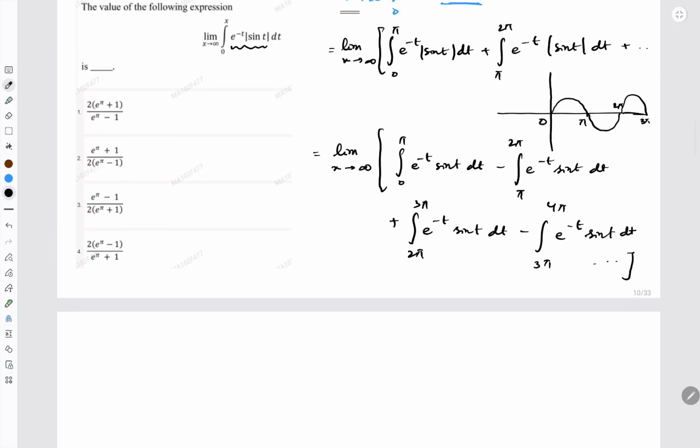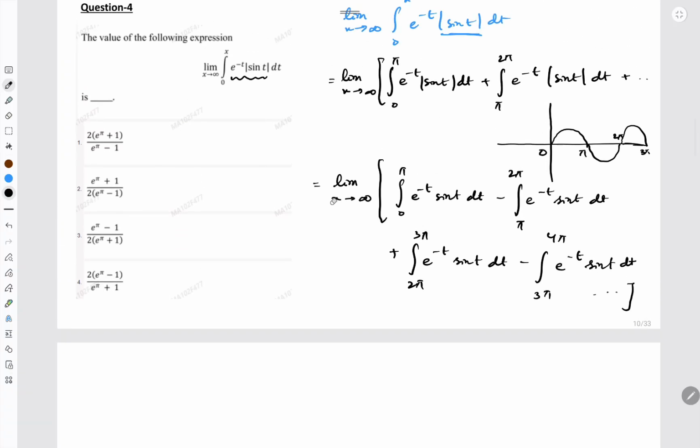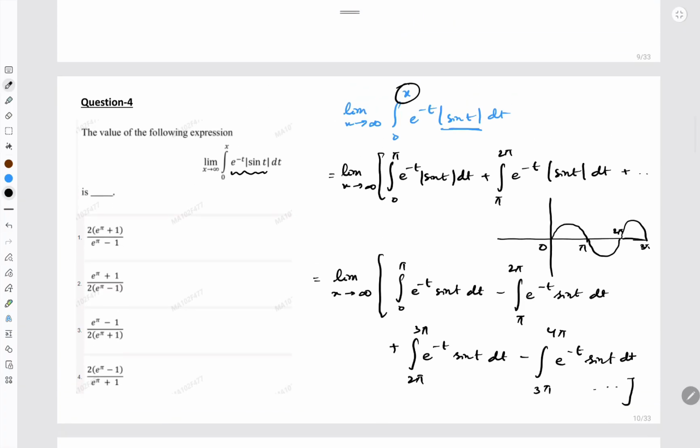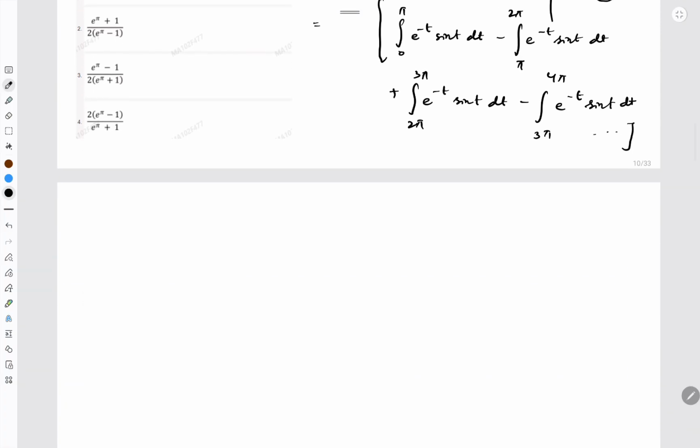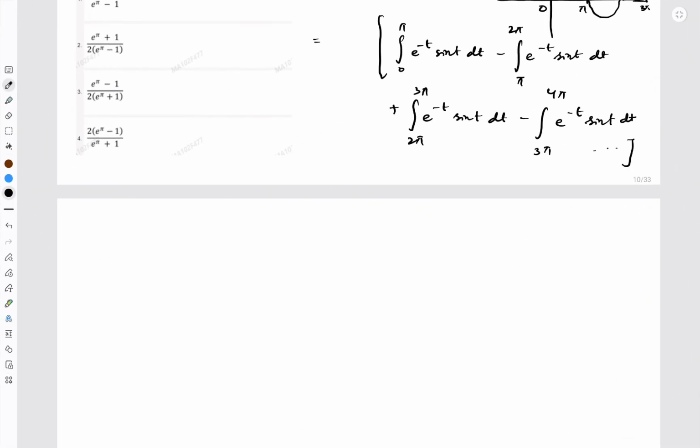We can remove the limit x tends to infinity because we are taking the sum till infinity, so that is the same as taking x till infinity. So we can remove this as well. Let us first find out the integration of e power minus t sine t, before solving this. So how to perform this integration?